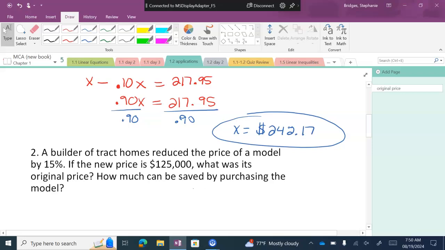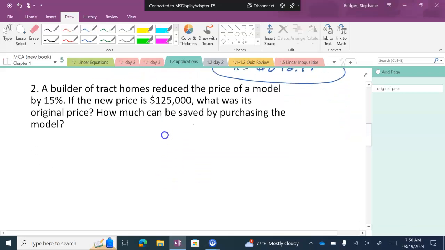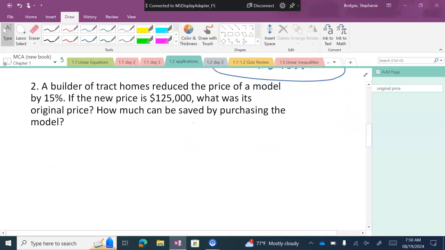Builder of tract homes reduced the price of a model by 15%. The new price is $125,000. What was the original price? So again, I like to label what I'm calling X, just so that I know when I'm done if I answered the question or not.